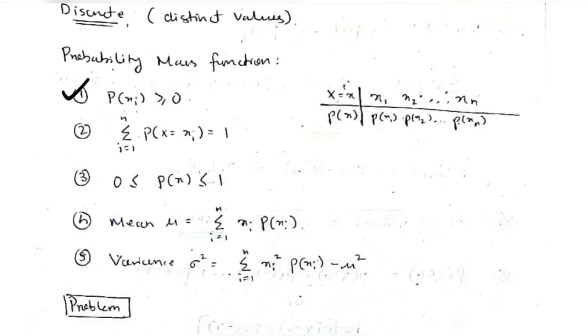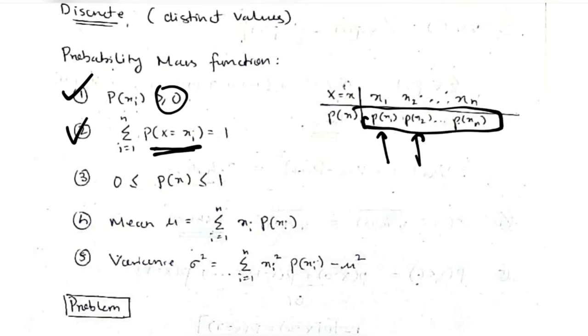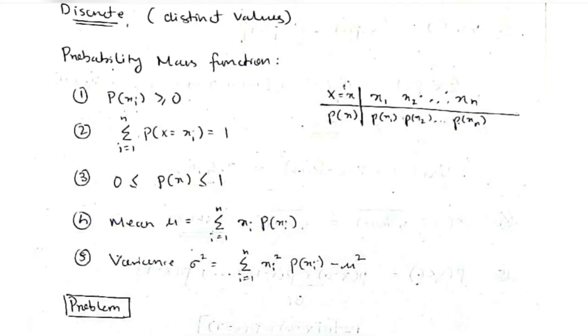P of xi means each probability. Okay, it should be greater than or equal to 0. The second one is the sum of each of these probabilities will be equal to 1. All the probabilities sum will be equal to 1. Okay, and the third one is each probability should lie between 0 and 1, not greater than 1, not lesser than 0. Okay, and the fourth one is mean.